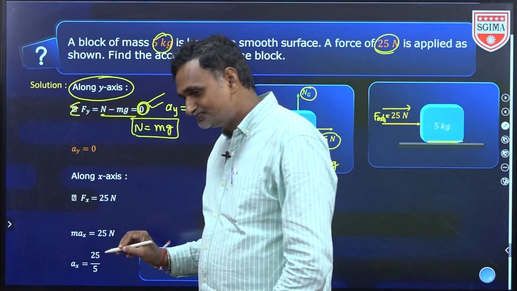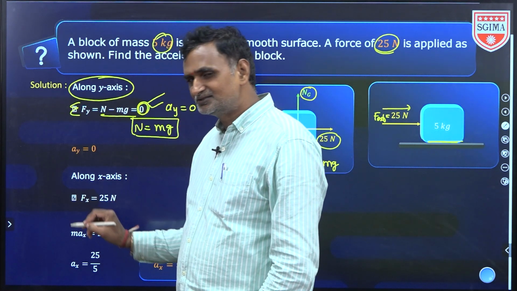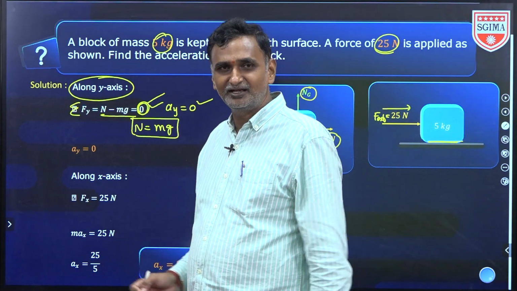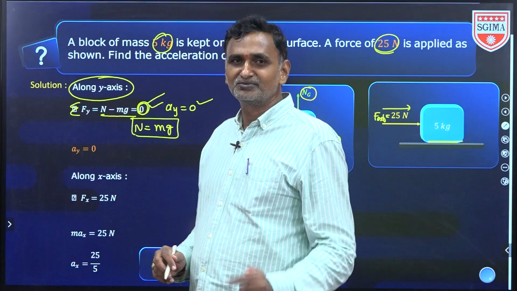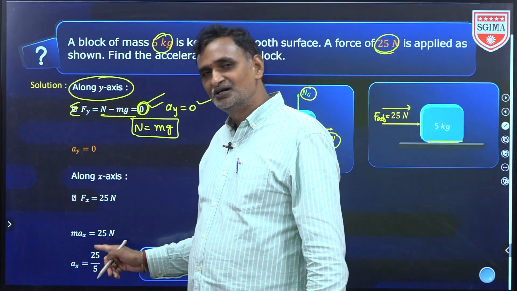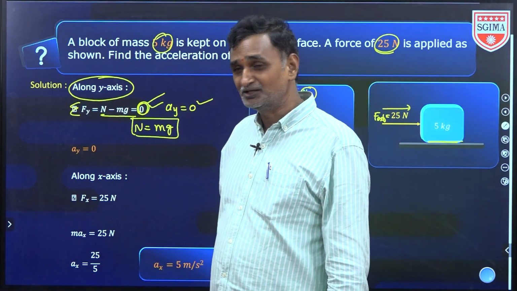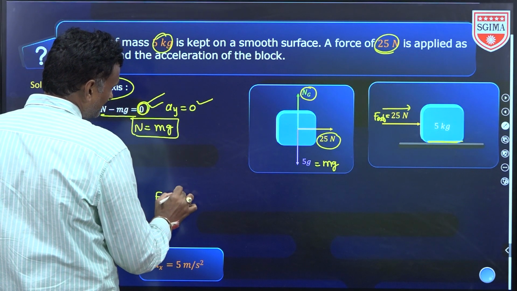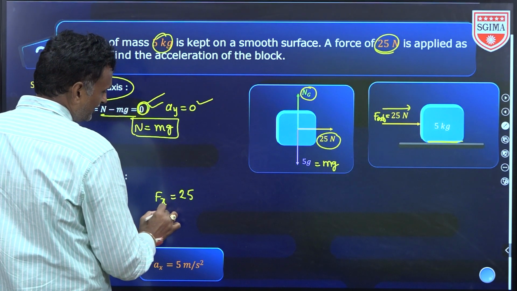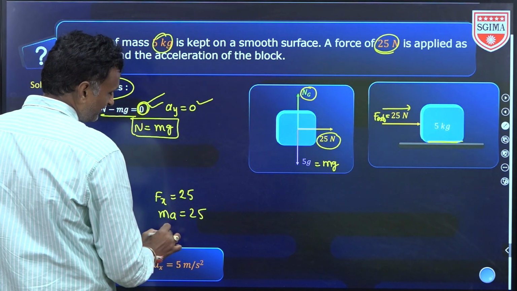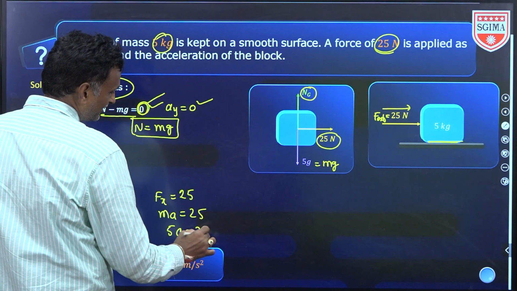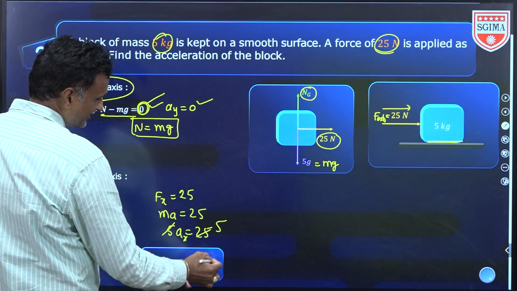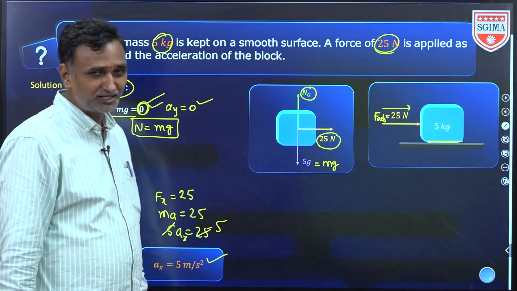Along the x-axis, what is the net force? Sum of force along the x-axis is 25 newtons. No other force is acting other than 25 newton. So from the second law of motion, F equals ma. The mass is 5 kg, so we can write Fx equals 25 Newton, and ma equals 25. This is 5a equals 25. So acceleration along the x-axis will be 5 meter per second square.